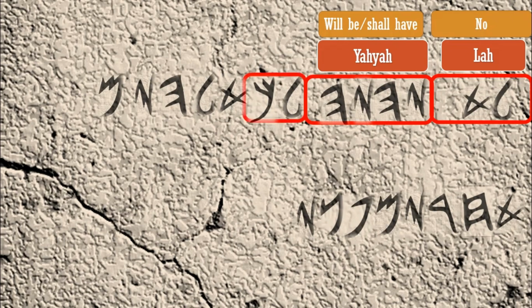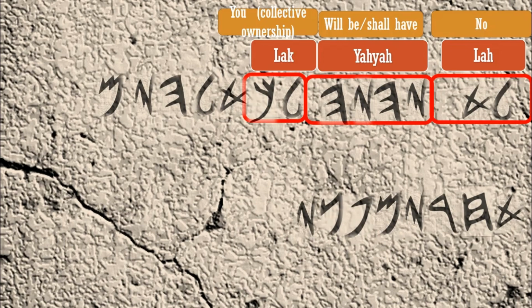The next word is lack, lack. And lack here means you as in a collective group of persons owning something. So this particular representation of the word you is a collective ownership, speaking to a group of people owning something. So YaHUaH is no shall have you, or no will be you.